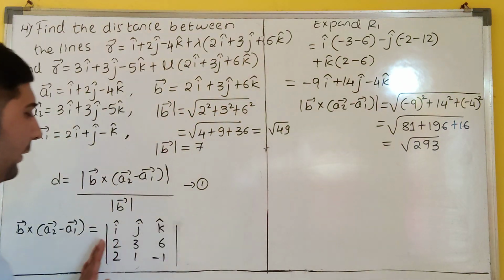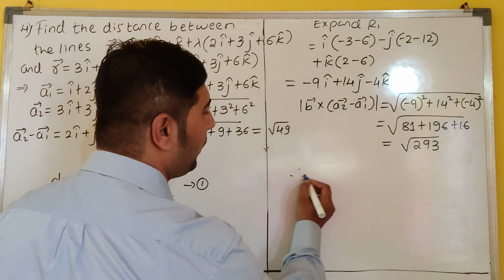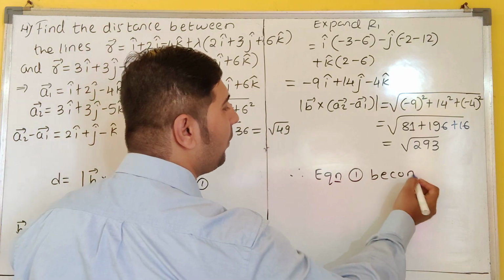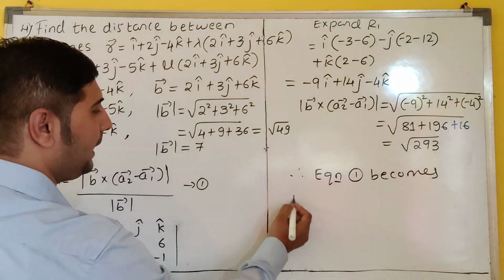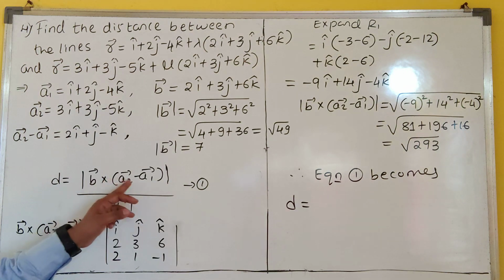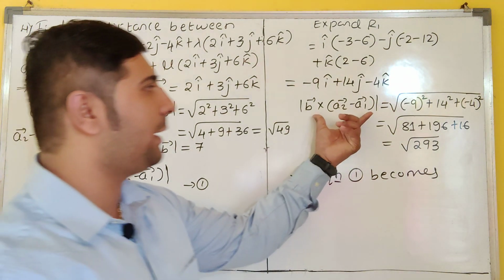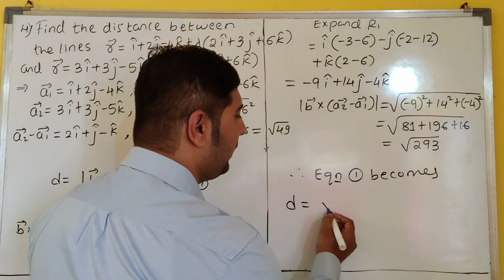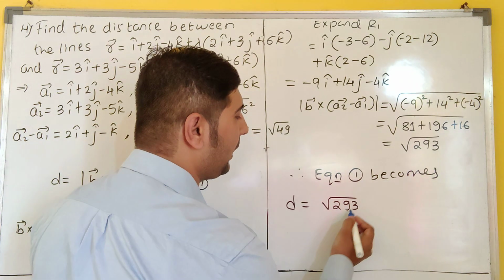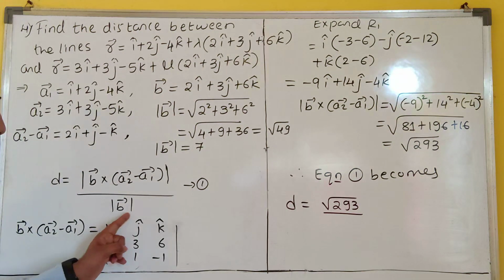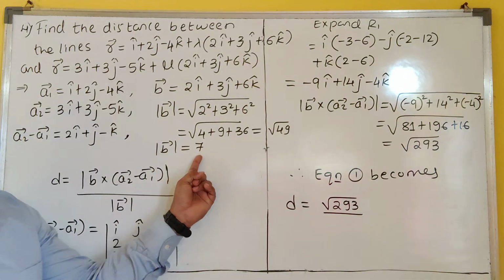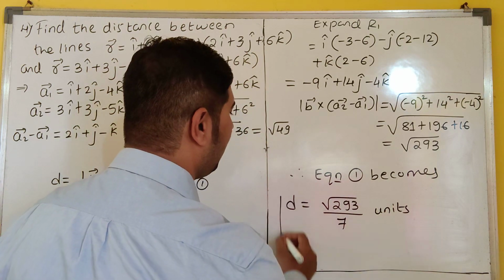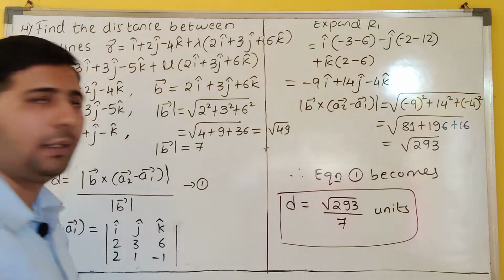Therefore, we will substitute these values in equation 1. So equation 1 becomes d is equal to magnitude of b cross a2 minus a1, which is square root of 293, divided by magnitude of b. Magnitude of b is how much? 7, or not? 7 units. This is our required answer, dear students.